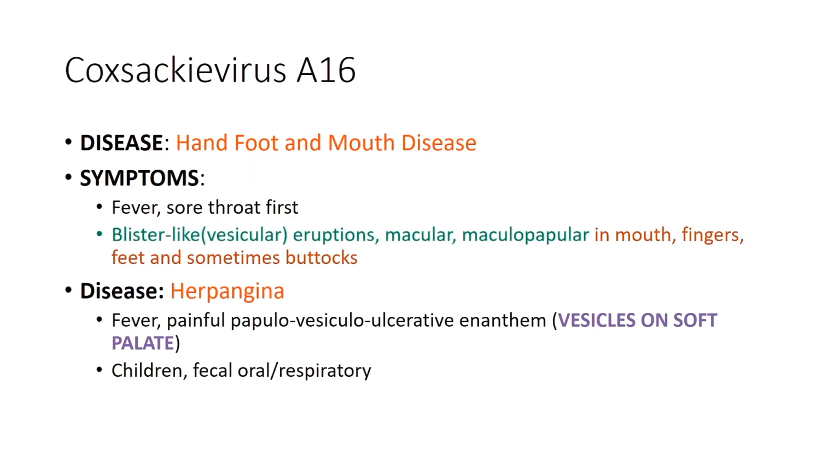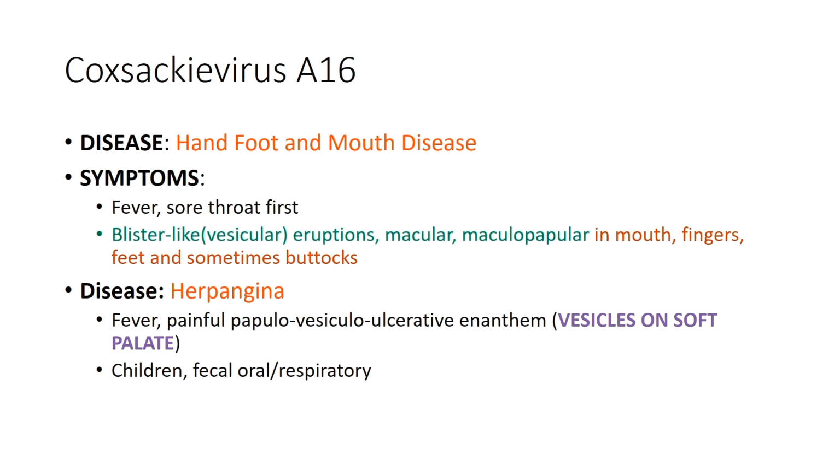So Coxsackie A6 is something that causes hand, foot, and mouth disease. It's like fever with sore throat at first, and then you'll have vesicle-like eruptions on the hands and the feet, and sometimes around the mouth. It also can present as macular or maculopapular in the mouth, fingers, and feet, sometimes in the buttocks. And that's going to be caused from your Coxsackie A16.